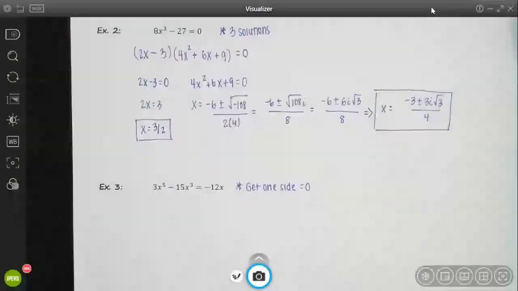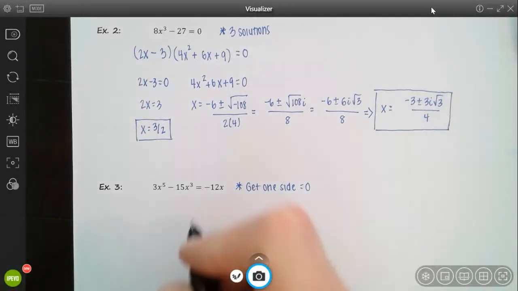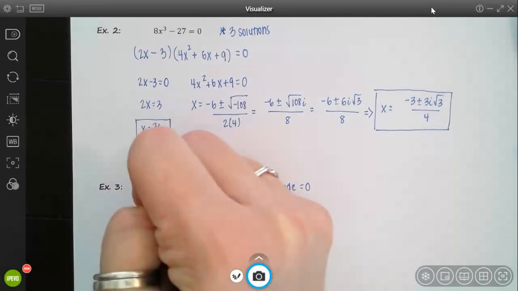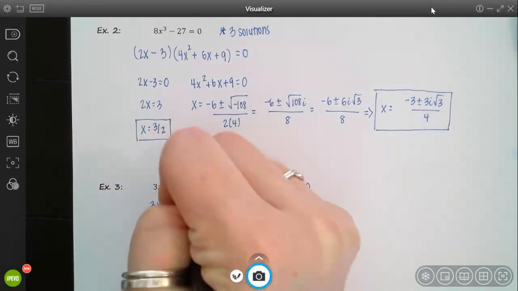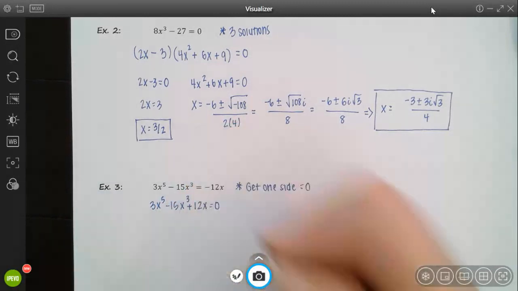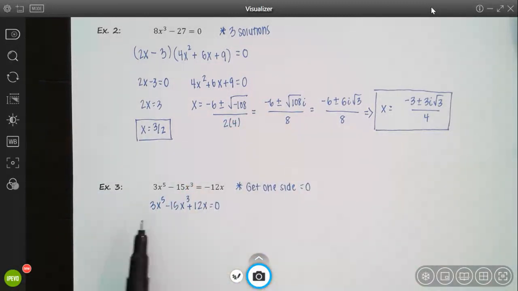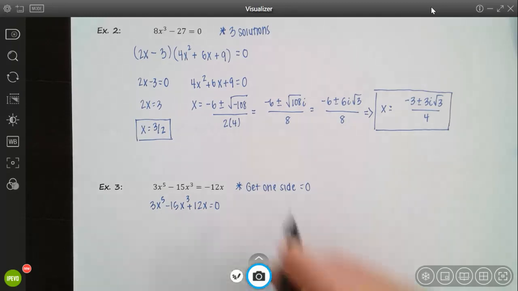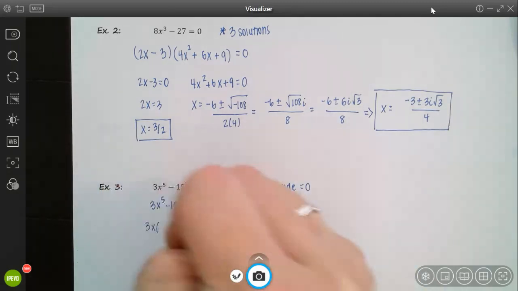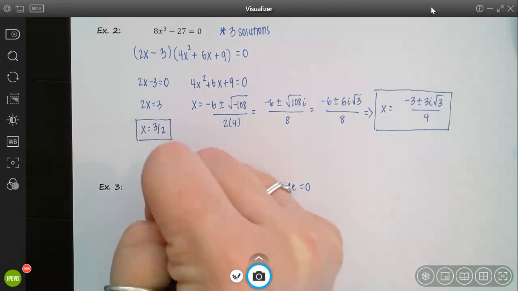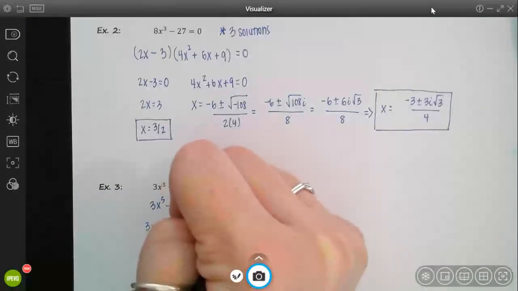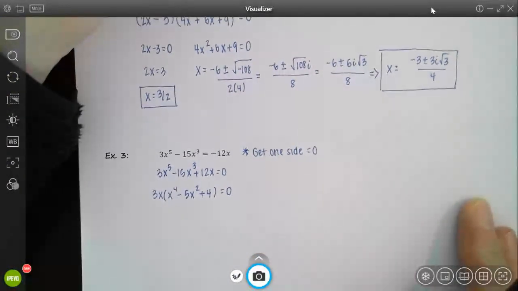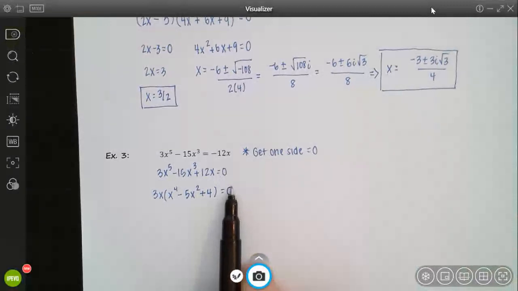So I'll move the 12x to the left-hand side. And then I'm noticing I have definitely a GCF to take out here. I've got a 3 and an x that I can take out. So that will leave me with an x to the 4th minus 5x squared plus 4. And in every single step, you should be bringing down the equals to 0. Do not drop that because you want to make sure that you're bringing down an equation in every single step that you are doing.